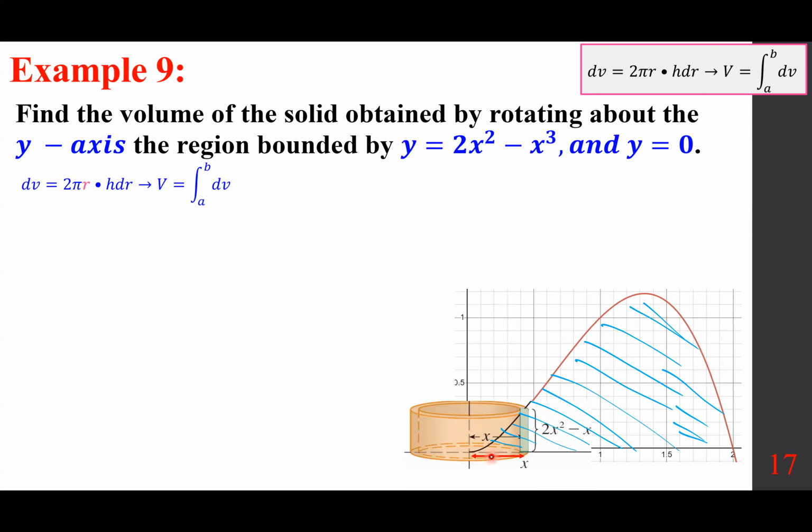distance r equals x, the distance from the axis of rotation. The distance from the axis of rotation, r, is equal to x. So what is r? The distance from the axis of rotation. This is the R for this shell. This is the height, simply the y coordinate or f of x, which of course has the formula 2x squared minus x cubed in this case.